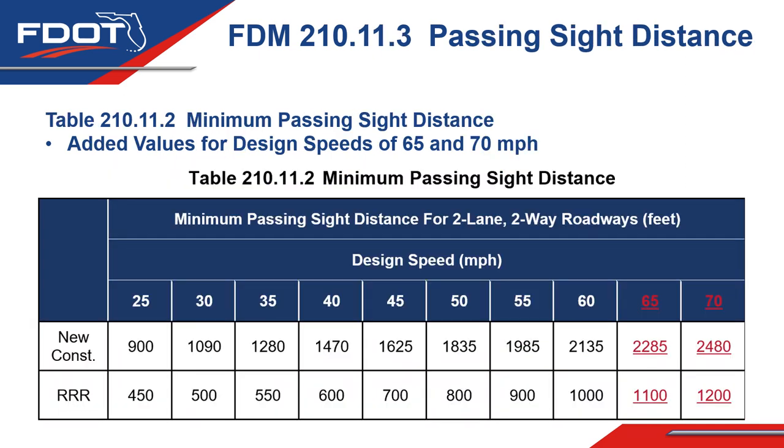The minimum passing site distance table was updated with the values for design speeds of 65 and 70 miles per hour. This was a result of the adoption of the 2018 AASHTO Green Book.